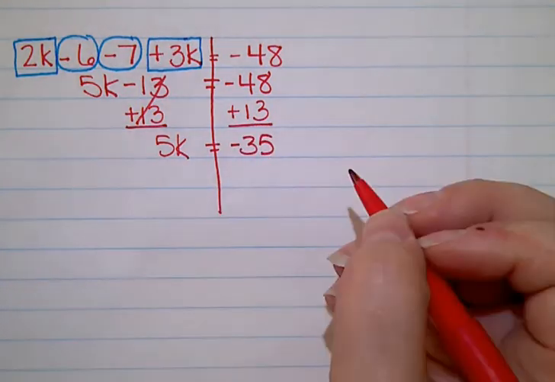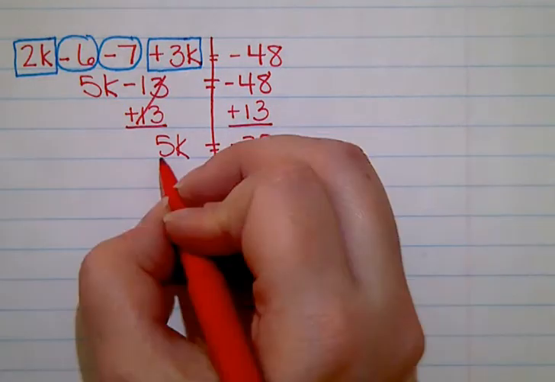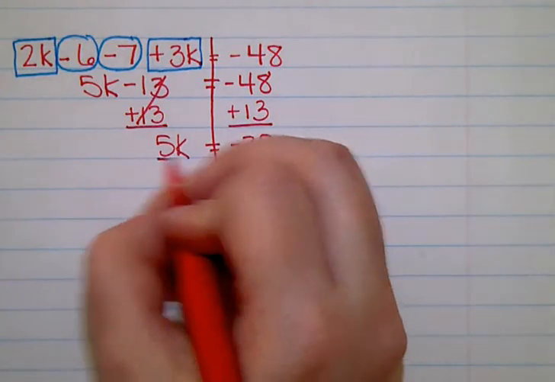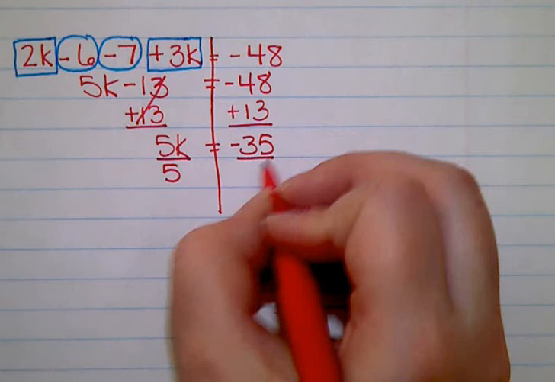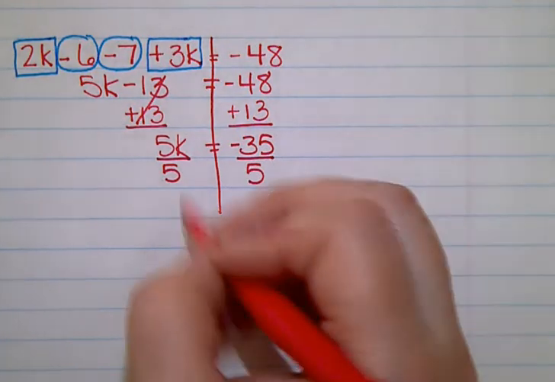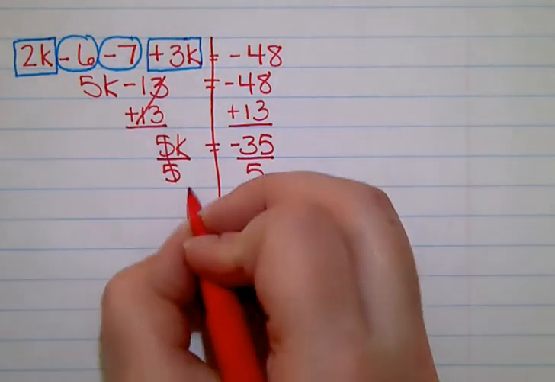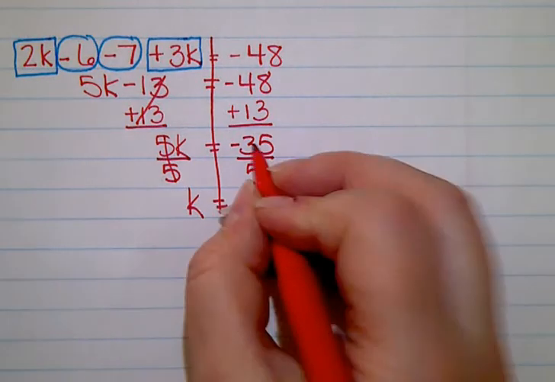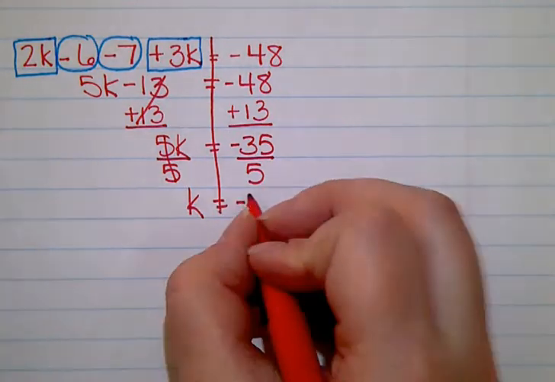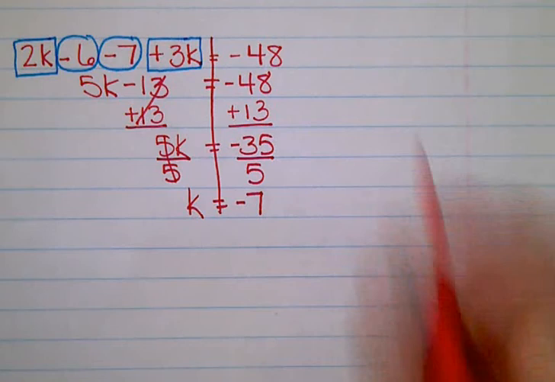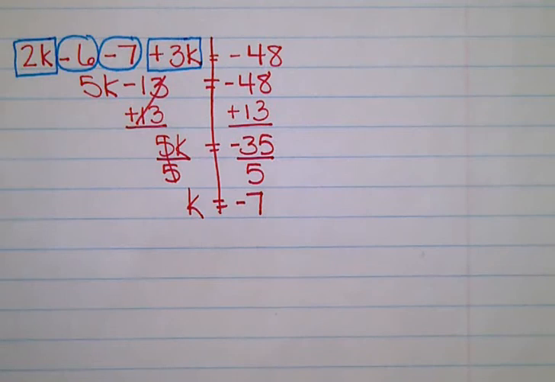And now it's time to get rid of the best friend. The 5 and the k are multiplying, so we're going to divide both sides by that 5. 5 divided by 5 is a 1. It cancels, leaving me with k. Negative 35 divided by 5 is a negative 7. I think k is a negative 7. So let's check it out.